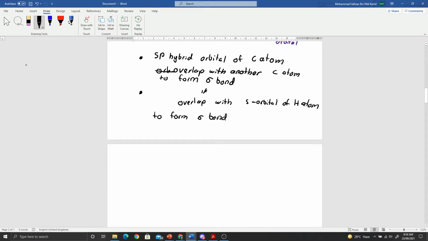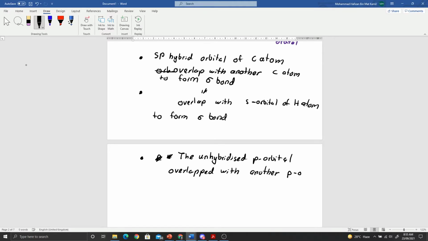Okay, and then lastly is the pi bond. The unhybridized p orbital overlaps with another p orbital of another C atom to form pi bond.